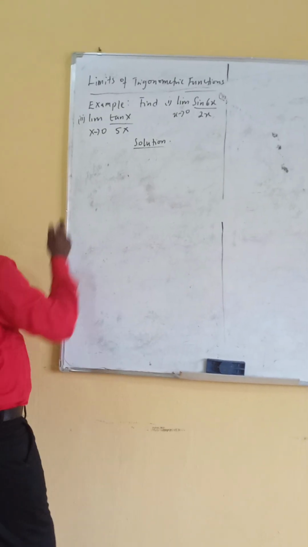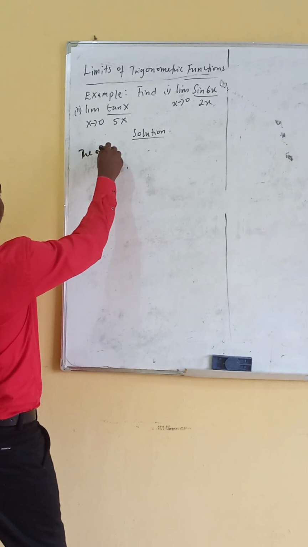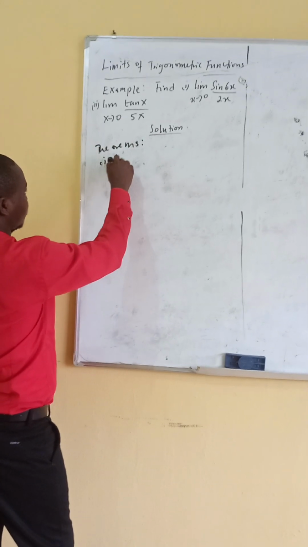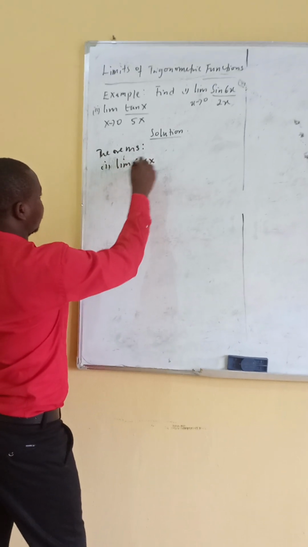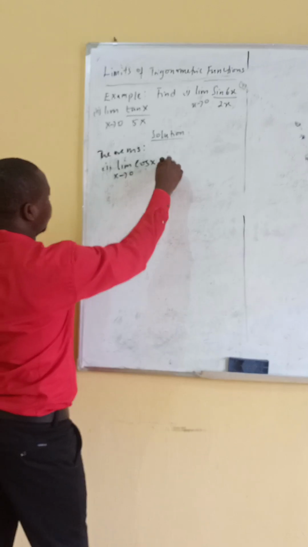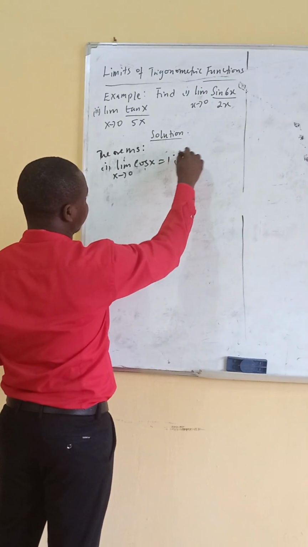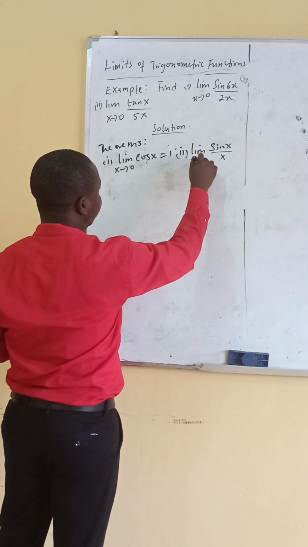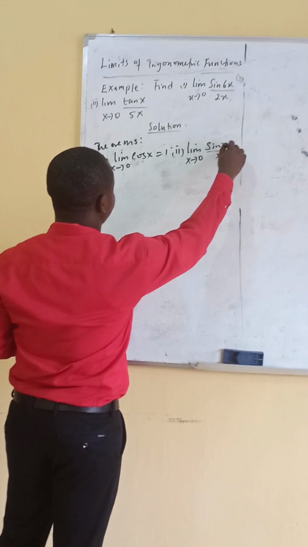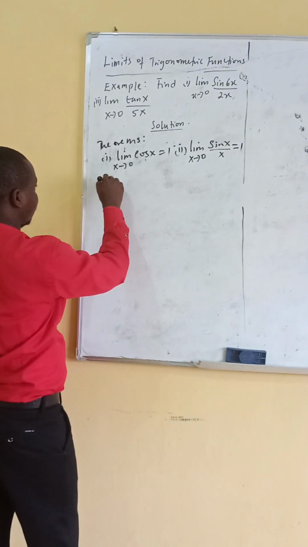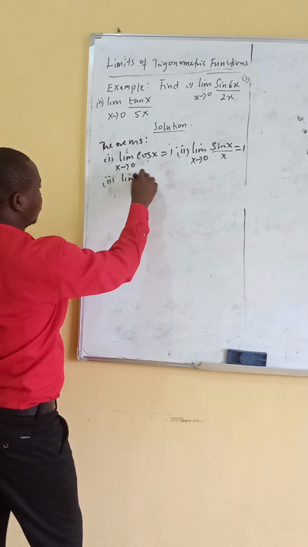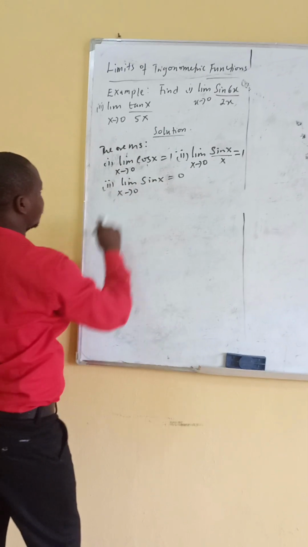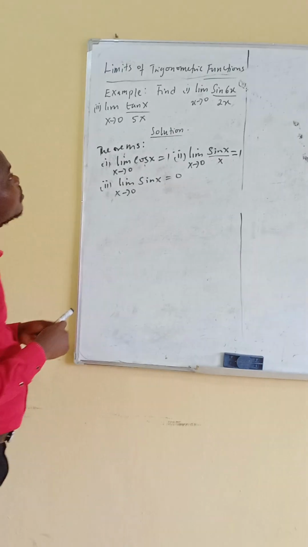Now, there are some basic results in limits of trigonometric functions that you have to know. That's very important. One of them is that the limit of cos x as x tends to 0 is equal to 1. The second is that the limit of sine x over x as x tends to 0 is equal to 1. And the last one is that the limit of sine x as x tends to 0 is equal to 0. With these three limits, we'll be able to solve these problems.